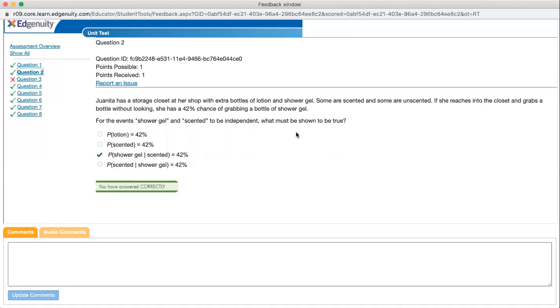She has a 42% chance of grabbing a bottle of shower gel. So again, if we want it to be independent, what we're looking at is shower gel and scented. So if we want this to be independent, you want the probability of shower gel, right, given that it's scented, to equal the probability of shower gel.